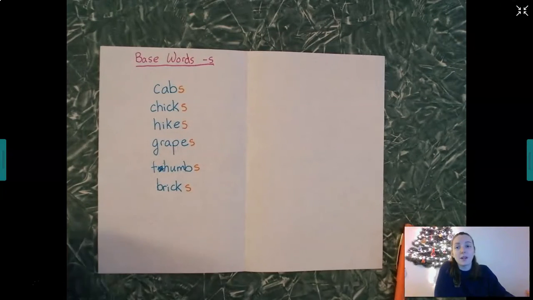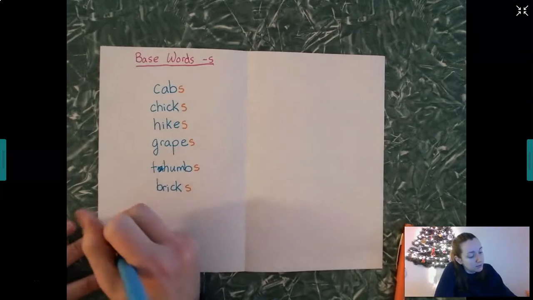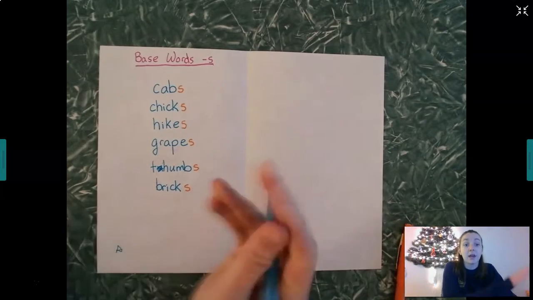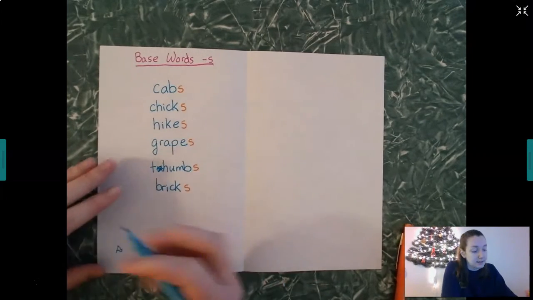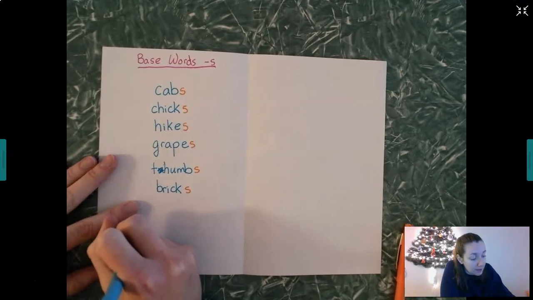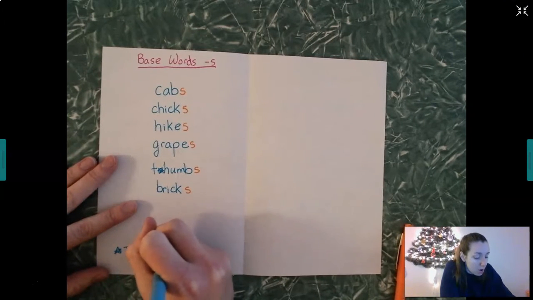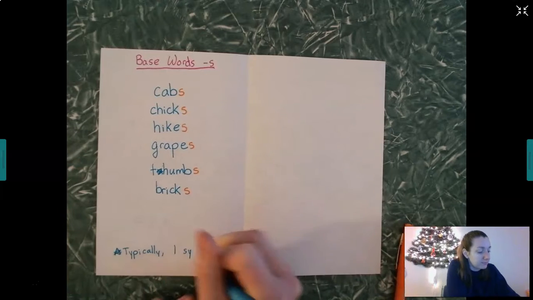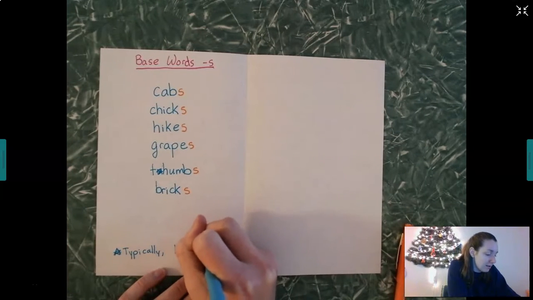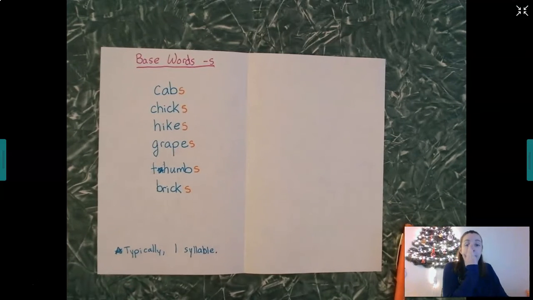And something to note is that these words that you add S to are typically one syllable when you say them. So like cabs, chicks, hikes. So typically, and that means not always, but most of the time, they are one syllable when you say them, okay?